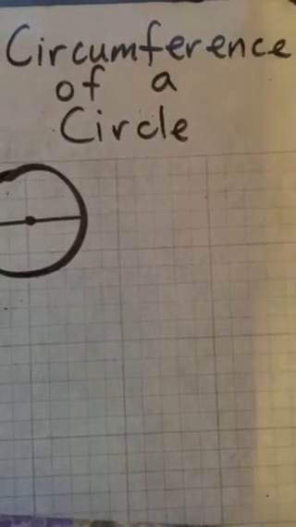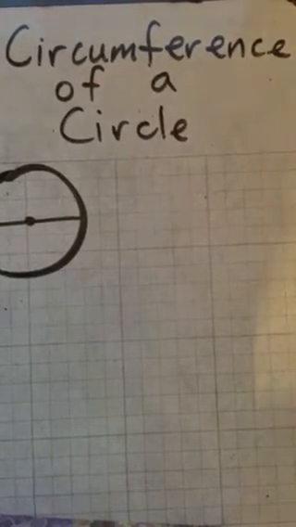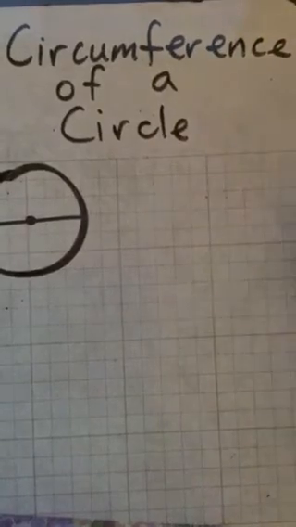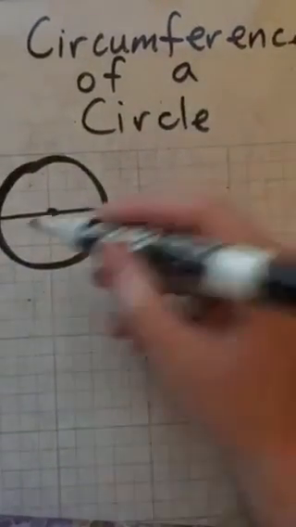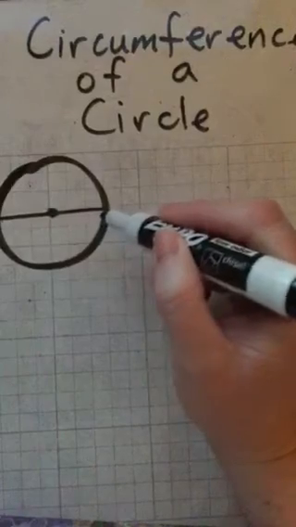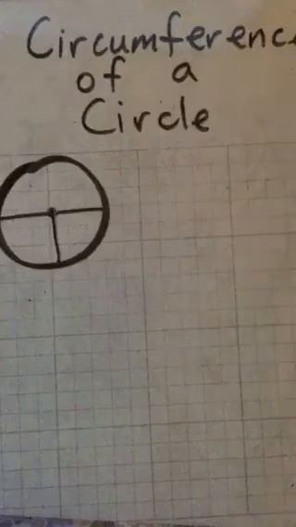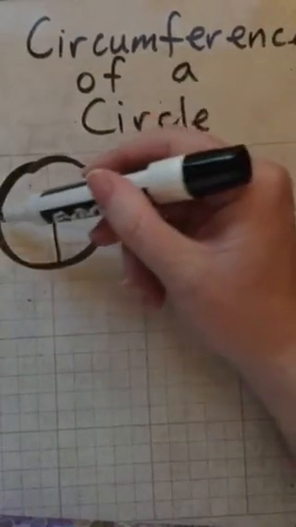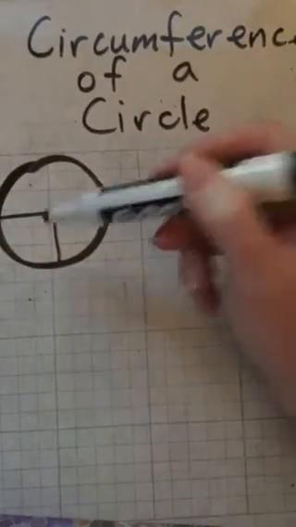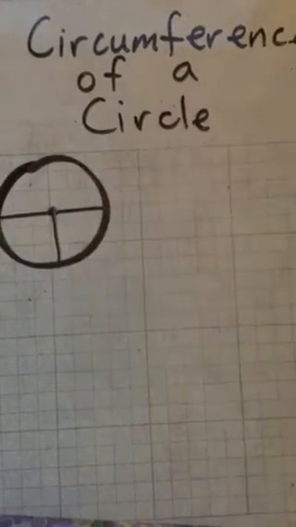Hi everybody. Today we're going to learn how to find the circumference of a circle. Now, here is a circle and I've already drawn the diameter going all the way across. And again, if I were to go from the center down, that would be called the radius. So all the way across is called the diameter and halfway across is called the radius.